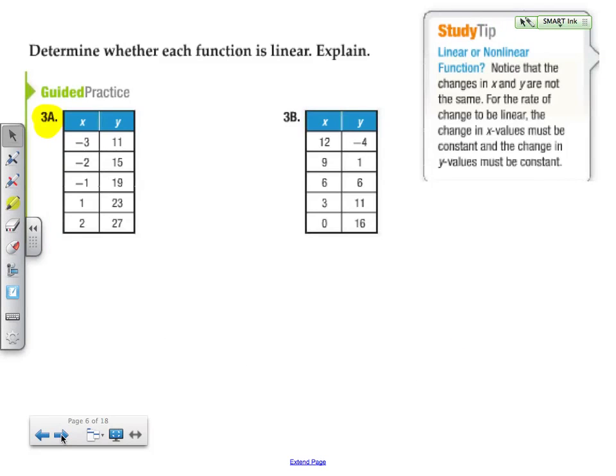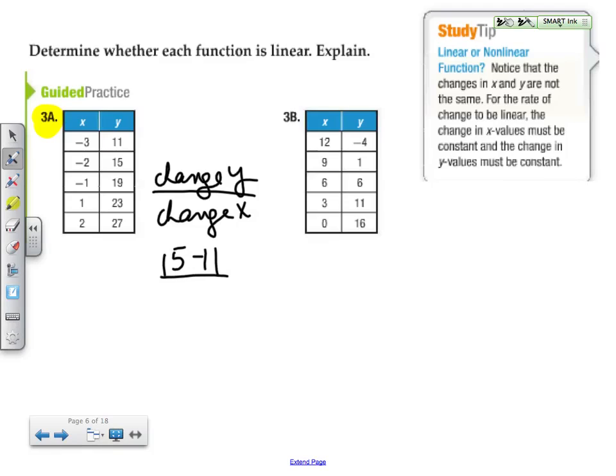I'd like you to try these two problems, and let me just get you started. So you're going to see the rate of change, the change in y over the change in x. What's the difference in the y values? What's the difference in the x values? So to get started, I would say 15 minus 11, those would be my y values, right? And my x values would be -2 minus a -3. And we get 4 over 1.